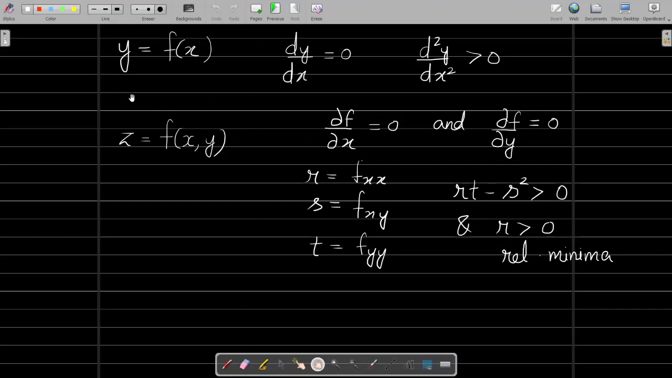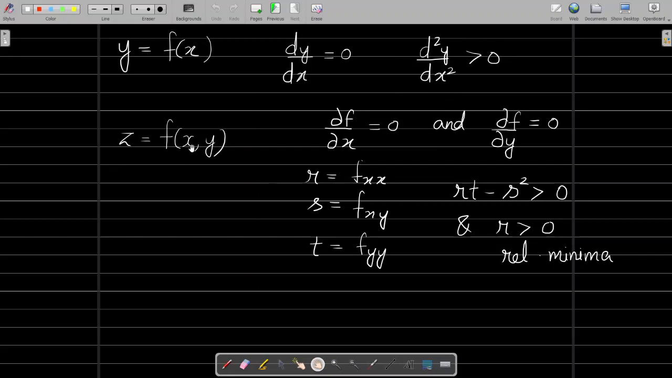You've studied in your plus 2 classes that to find the minimum point or maximum point, the first step is to calculate dy by dx equal to 0. The minimum or maximum will occur at these points where the derivative is equal to 0, so you will get a collection of points. Now if the second derivative is greater than 0, then it is a point of minimum. That is, the function has a minimum value at that point.